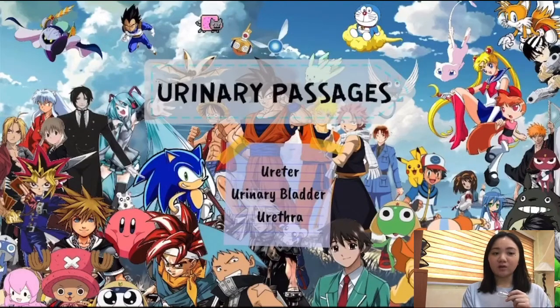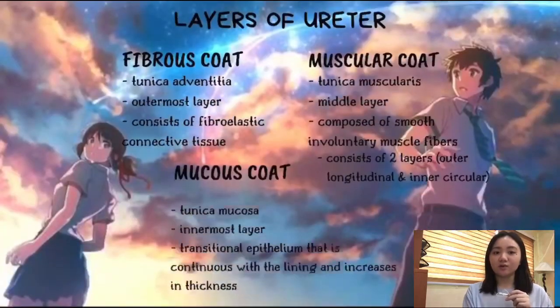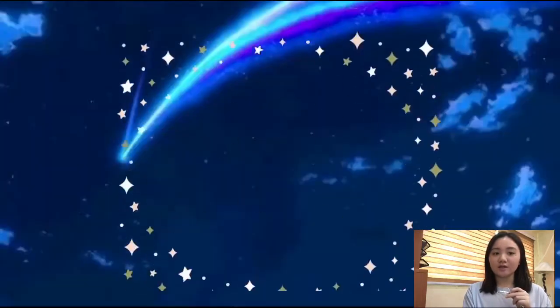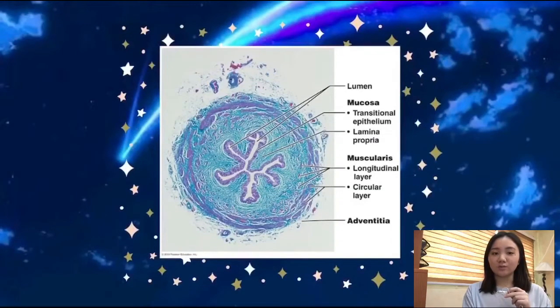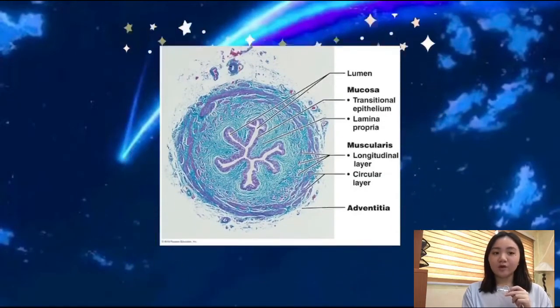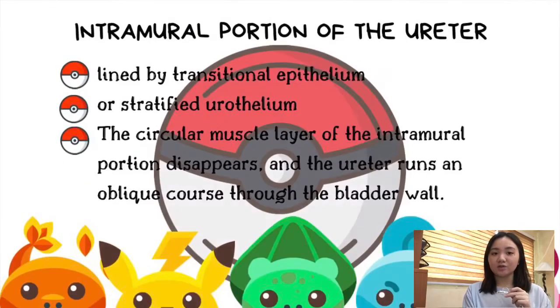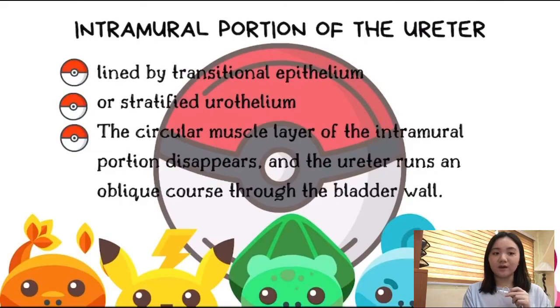So for number 1, the walls of the ureter consist of 3 layers, which are the fibrous coat or the tunica adventitia, the muscular coat or the tunica muscularis, and the mucous coat or the tunica mucosa. Number 2, the intramural portion of the ureter is lined by the transitional epithelium or stratified urothelium. The circular muscle layer of the intramural portion disappears, and the ureter runs an oblique course through the bladder wall.